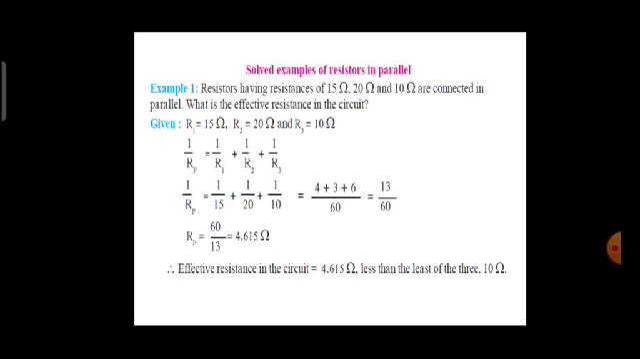Let us go through the solved example. Resistors having resistance of 15 ohm, 20 ohm and 10 ohm are connected in parallel. What is the effective resistance in the circuit? So we know the formula for parallel. It is 1 upon Rp is equal to 1 upon R1 plus 1 upon R2 plus 1 upon R3. So it is 1 upon 15 plus 1 upon 20 plus 1 upon 10. So the answer you get is 4.615 ohm.